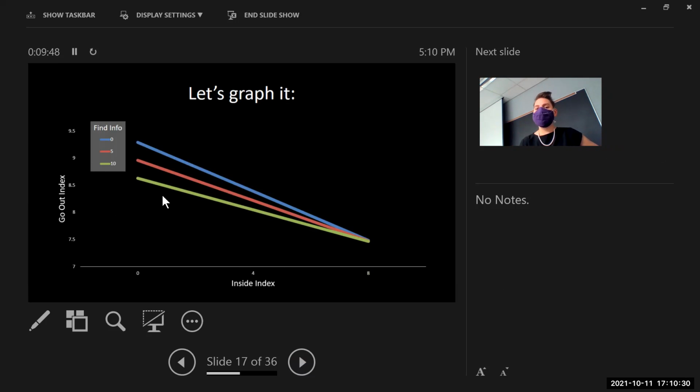And so you can see that the slope is different relating inside index with go out index when find information is 10 versus 5 versus 0. See how my slopes are different? But here, maybe once inside index was all the way up at 8, there's not much of a difference anymore, meaning the relation between find info and go out would be pretty close to 0 by the time we were up at 8. But down at 0, it was much bigger.